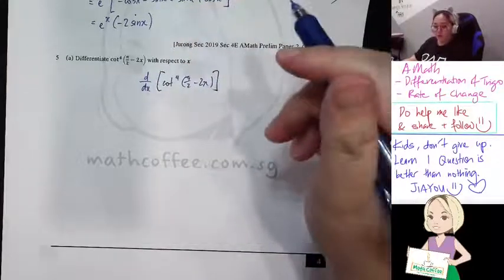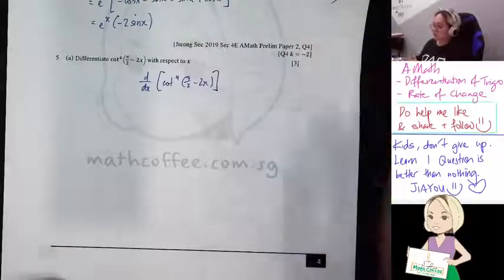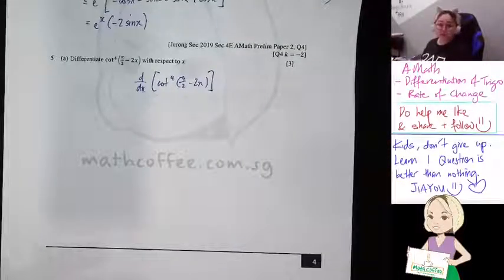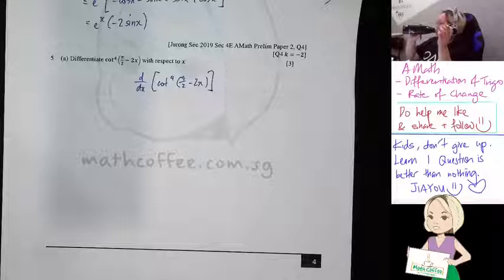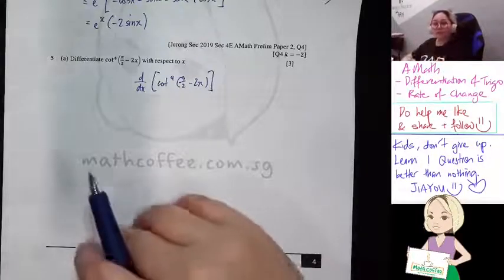Remember that we only have differentiation of sine, differentiation of cosine, differentiation of tangent. So how do you differentiate cotangent 4?